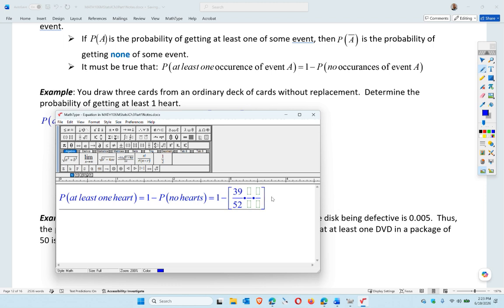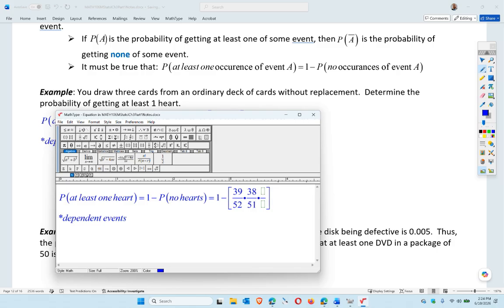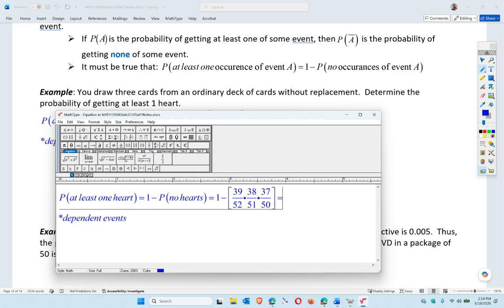But these are dependent events, right? Because this draw depends on the previous draw. This draw depends on the 2 previous draws, correct? So this one is 38 out of 51 because there's 51 cards left. I already took a non-heart out, so there's 1 less non-heart. So the next one is 37 out of 50, right? So I took a non-heart, a non-heart, and a non-heart, and the deck keeps getting smaller every time, and there's fewer non-heart cards, basically. Okay, equals.